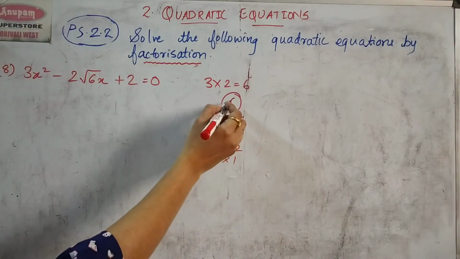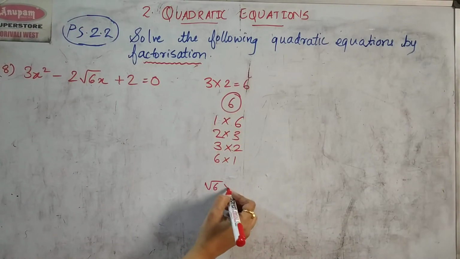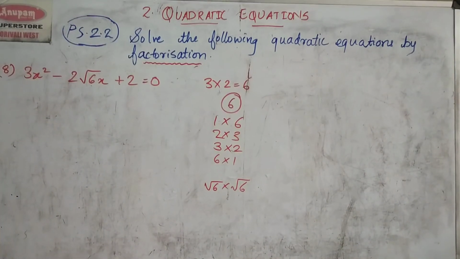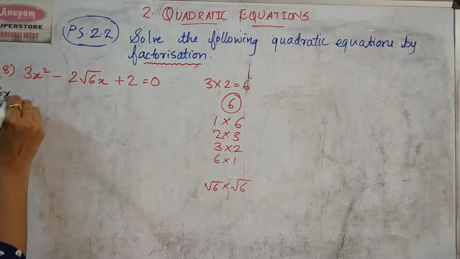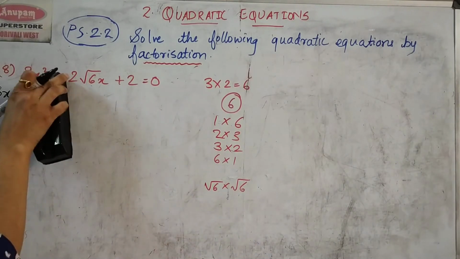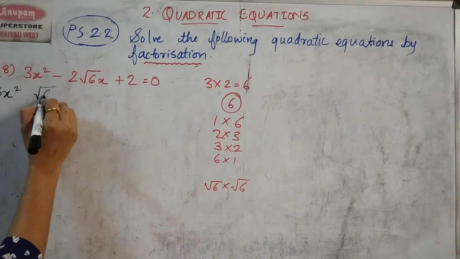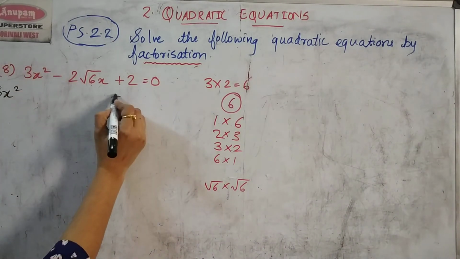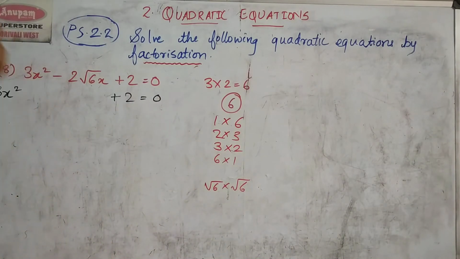The other option left, the last option to find 6, is √6 into √6. √6 into √6 will be 6 and √6 plus √6 will be 2√6. So here the actual factors are going to be √6 and √6. So let me solve this. How do I do this? 3x², and for 2√6 we will have √6, and this 3x² I write as it is. I write down plus 2 also as it is, equal to 0.